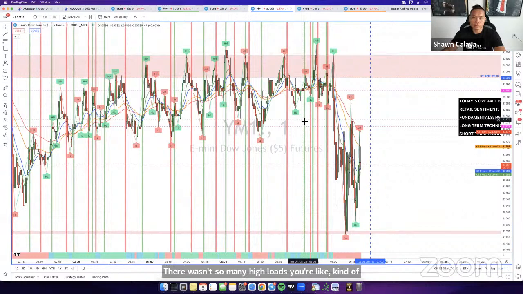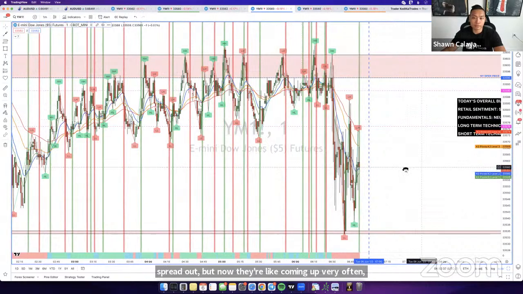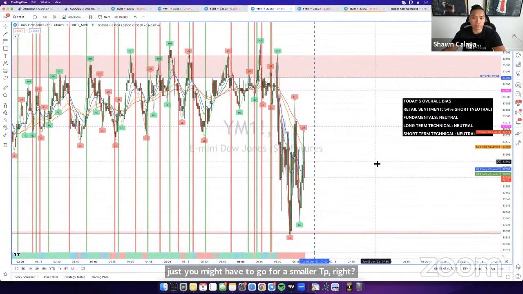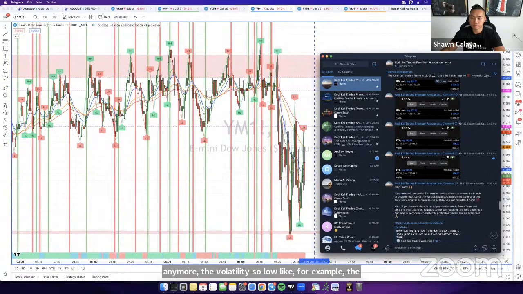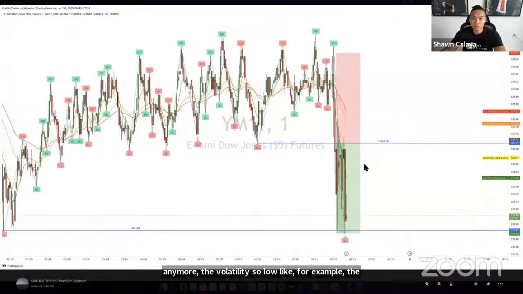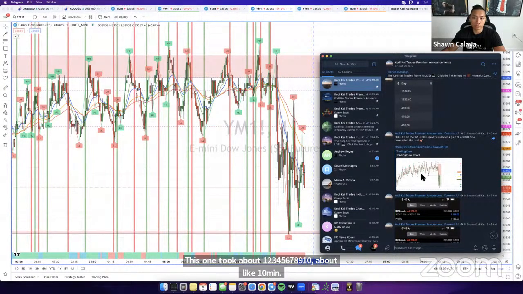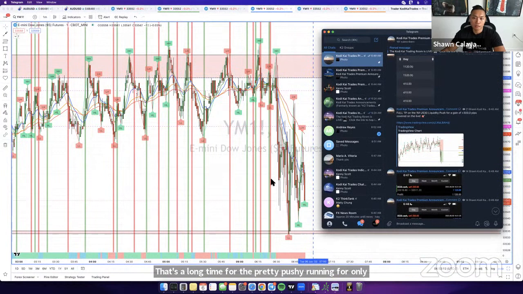So we're going to keep using the strategies for as long as they remain effective. I think the liquidity push will remain effective. It's just you might have to go for a smaller TP, right? We might not be going for the 300 pips anymore because the volatility is so low. For example, the trade from today, that trade took forever, right? How long did it take? Usually the liquidity push happens within the first two candles. This one took about 1, 2, 3, 4, 5, 6, 7, 8, 9, 10, about 10 minutes. That's a long time for a liquidity push to be running for only 100 pips. Or 300 pips.